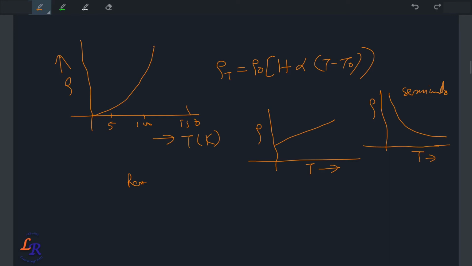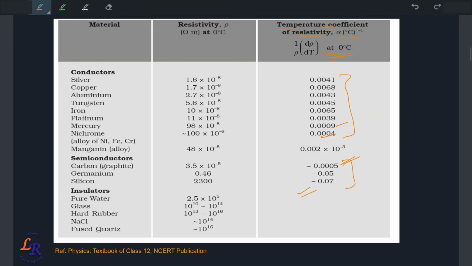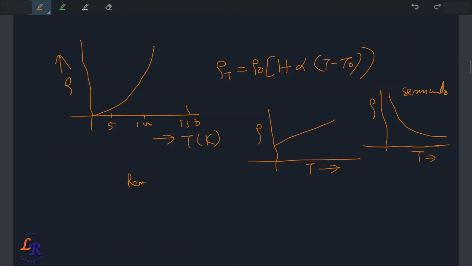Now, coming back to the dependency, why is it positive for metals and negative for semiconductors? Again, this can be understood with the equation we had discussed. If you remember, when we were discussing the value of sigma, we got n e square tau upon m, where m is the mass of the electron, the number of electrons per unit volume is written as n, e is the charge of the electron, and tau is the relaxation time.